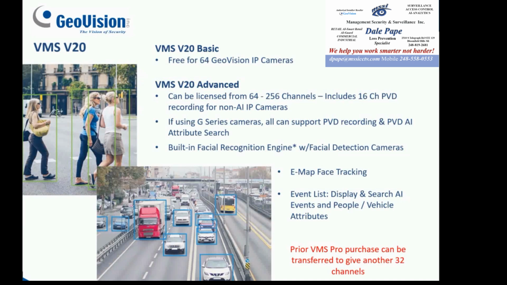Now, if you have purchased prior VMS Pro licenses, you'll still get credit for that purchase whenever you move to VMS 20 Advanced. So if you have a VMS Pro license that you purchased in the past, it will give you another 32 channels on top of the free 64 channels that you get with this software.